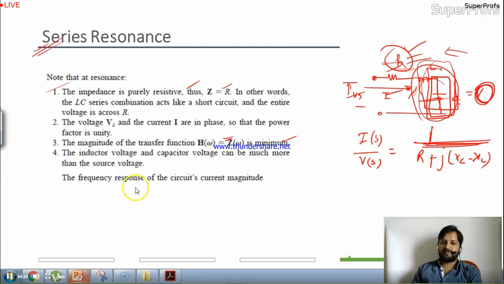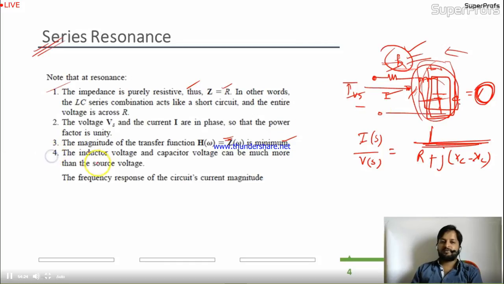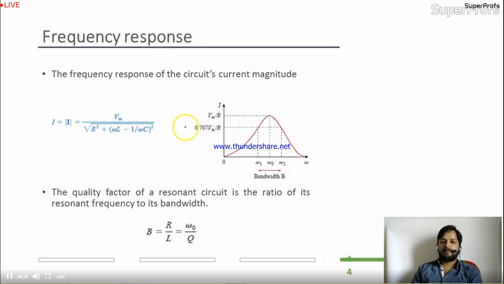Now the fourth one: the inductor voltage and the capacitor voltage can be much more than the source voltage. The frequency response of this current magnitude is given over here. Please observe this. What is the frequency response? The frequency response of the circuit's current magnitude.